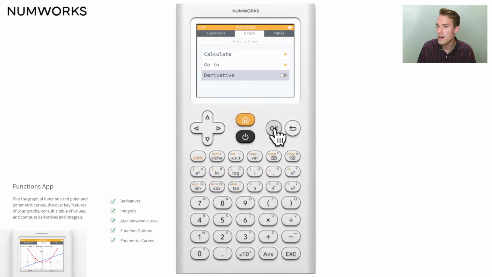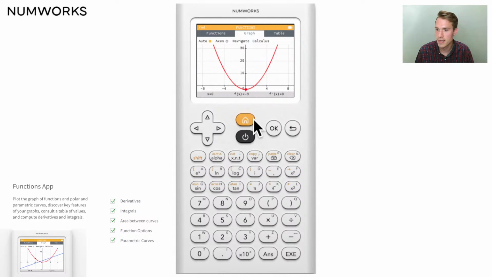So I'm going to toggle on the derivative, and let's go back to the graph to look at it. You'll notice that at the bottom, we have x, f of x, and also f prime of x. I can use my left and right arrow keys here to move my point. So x is moving to the right, and I can see my derivative value at these different points. It looks like right now my step size is about 0.4 as I move to the right.